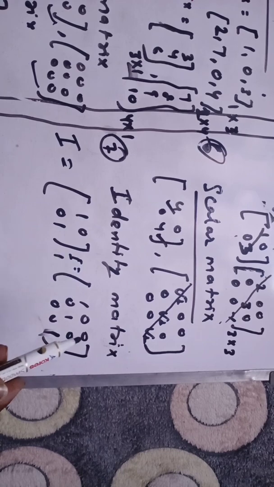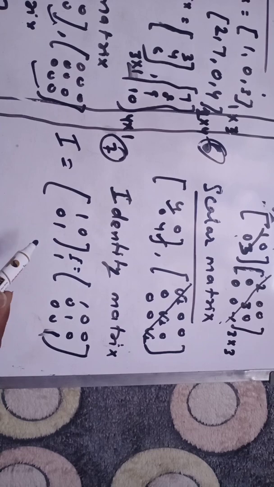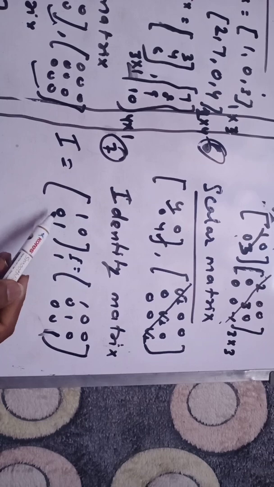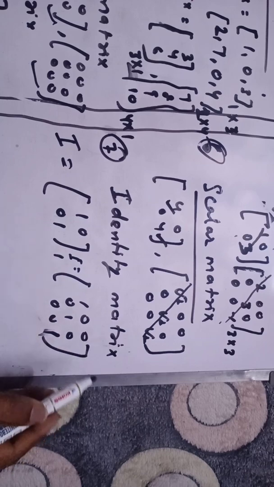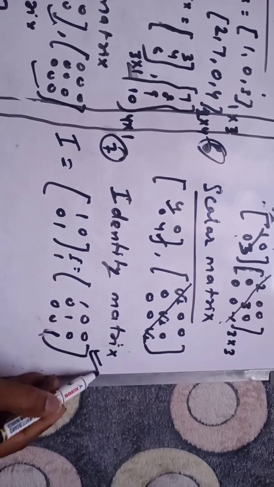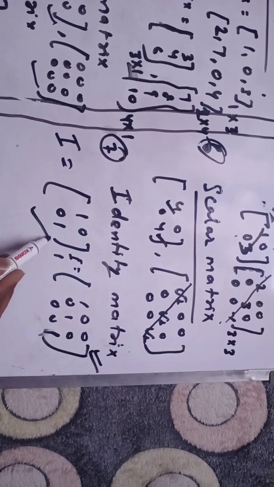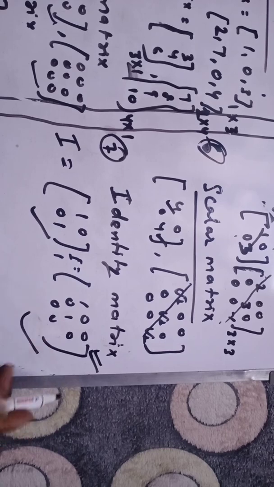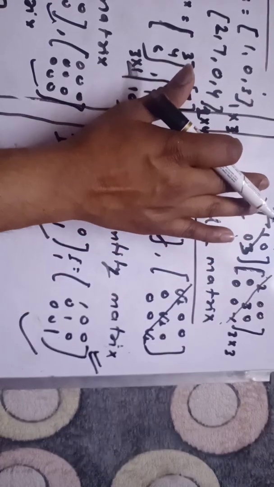So it is also an example. It must be a square matrix. If in any square matrix the elements of the diagonal are all 1, and the other elements are 0, then it is known as an identity matrix. So this is an example of an identity matrix. I'm repeating this again.